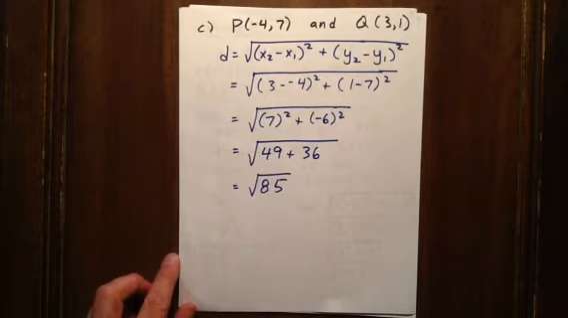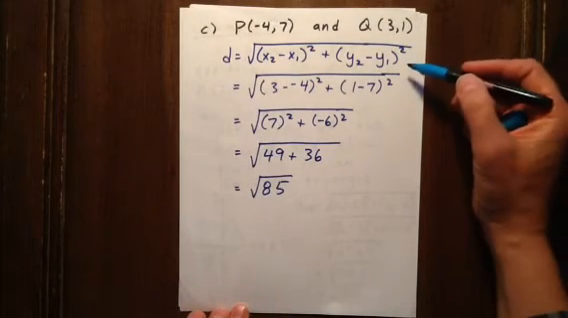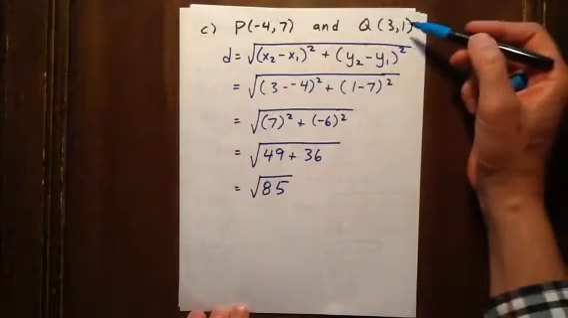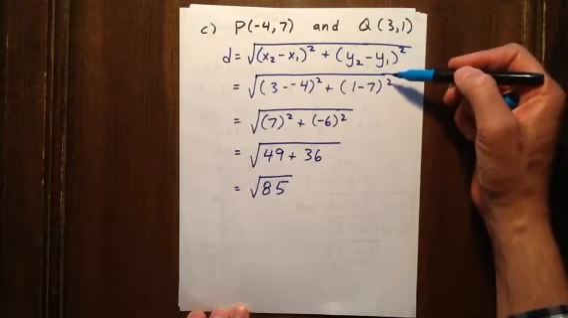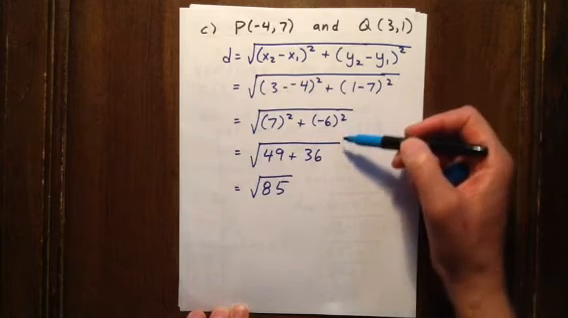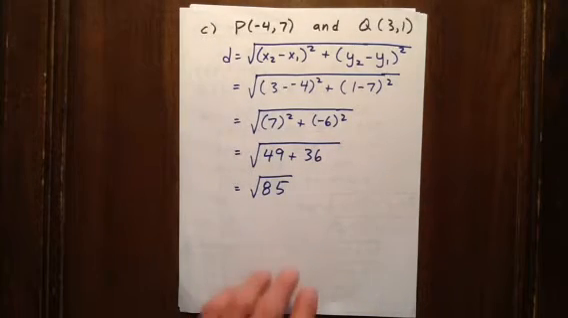The distance between the points (-4, 7) and (3, 1) is evaluated in a similar way. 3 minus -4, quantity squared, plus 1 minus 7, quantity squared, and then the result is square rooted. And we get the square root of 49 plus 36, which equals root 85.